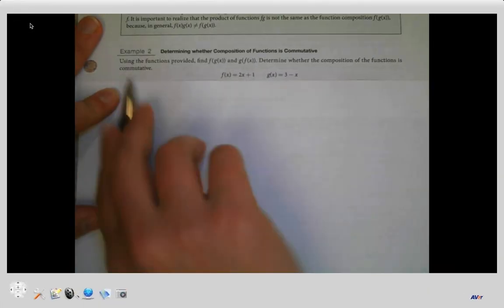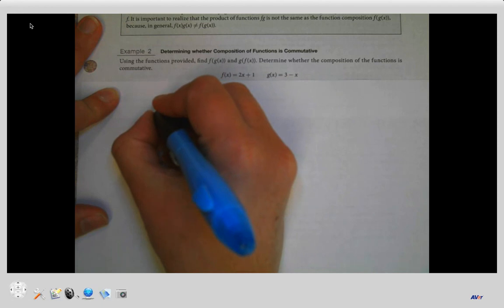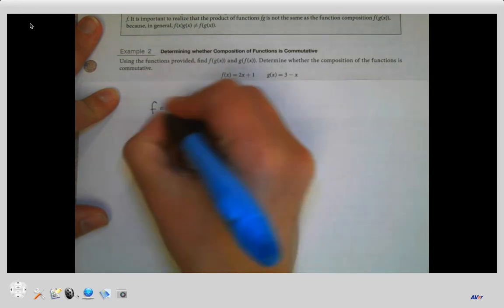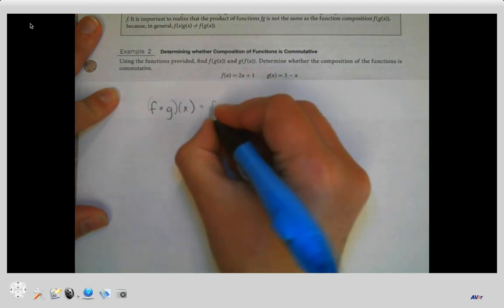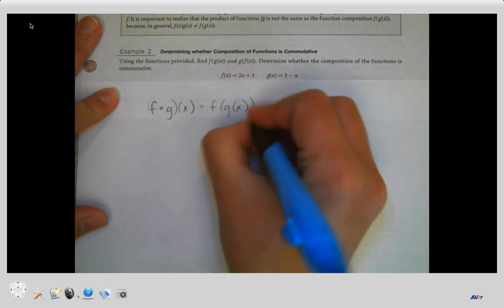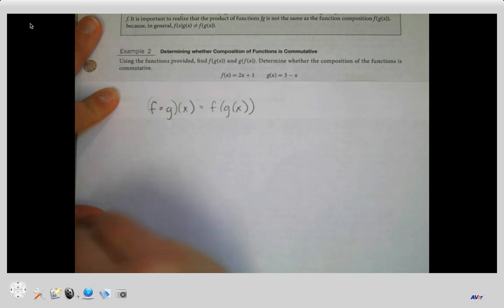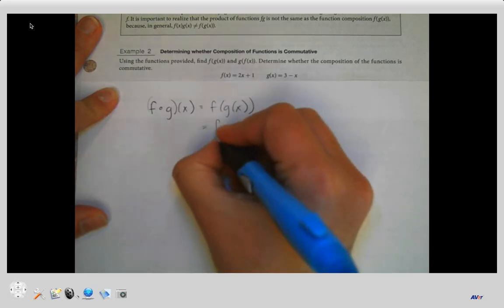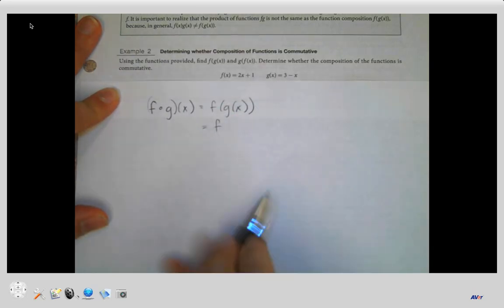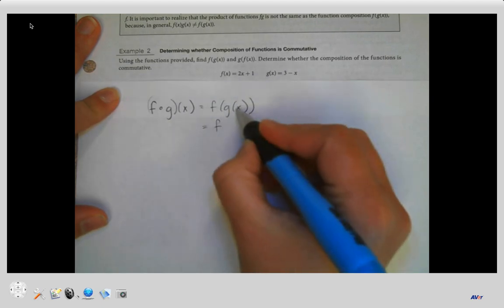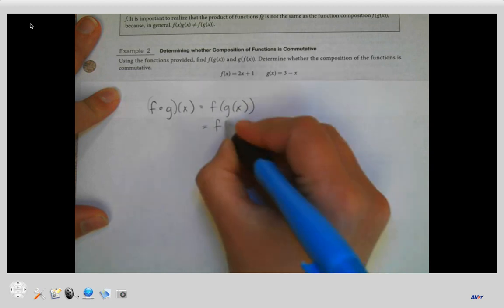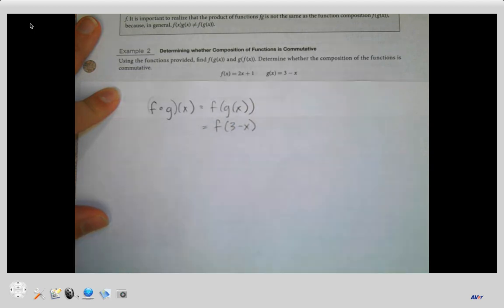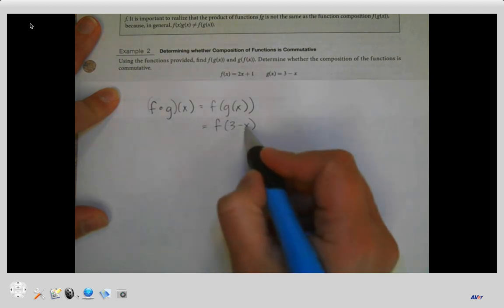Let's find f composed with g of x. Okay, and we could also write that as f of g of x. Okay, let's find out what this would be. So the first thing we'll do is the internal function here, g of x. We'll replace g of x with that value, which is 3 minus x. Okay, well, what is f of 3 minus x?